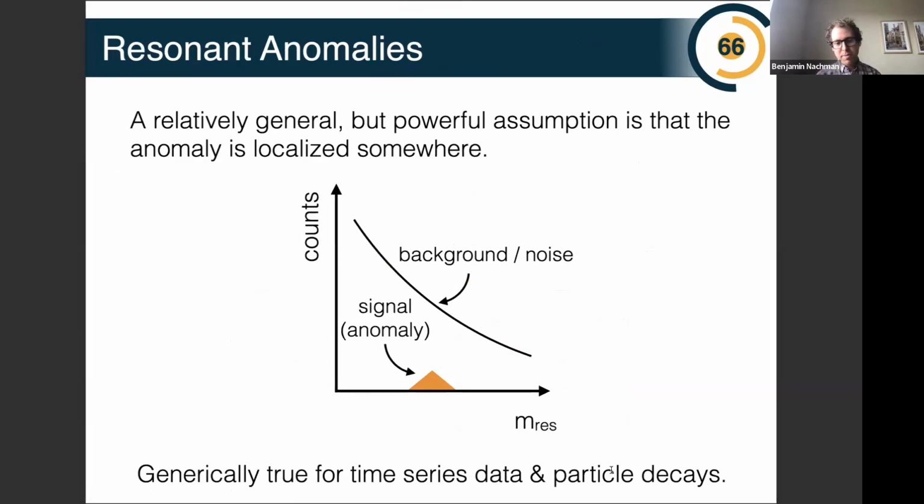So resonant would be there's some direction in the phase space where, if the anomaly exists, it's localized. This is generically true for, say, looking for new particles, because they have a particular mass, and if you reconstruct the mass, it'll be some value. Or if you're looking for something that's resonant in time, so time series data, if it's transient, then it'll happen at some point in time and not other times. Basically the idea is you're looking for something where there's one dimension where the signal, if it exists, is localized and the noise will be featureless.